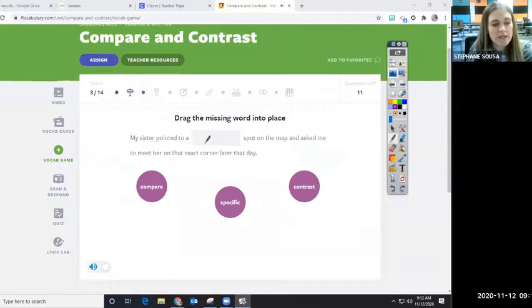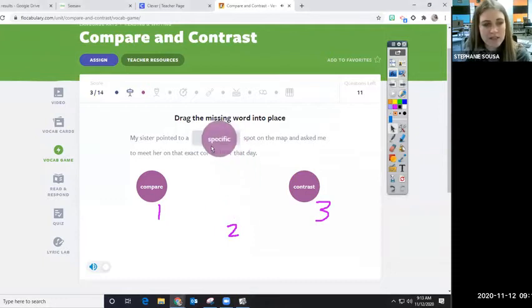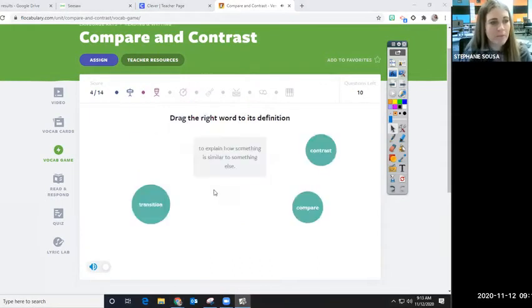My sister pointed to a blank spot on the map and asked me to meet her on that exact corner later today. My sister pointed to a compare spot on the map. My sister pointed to a specific spot on the map. Or my sister pointed to a contrast spot on the map and asked me to meet her there later. Well, good gravy, kiddos. There's no fooling you. A specific spot is correct. Specific means exact location, exact detail, specific. Great. We got that marimba now.